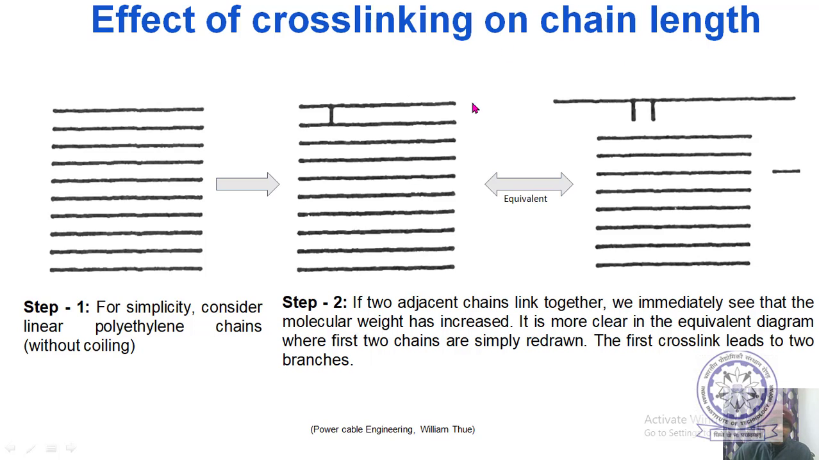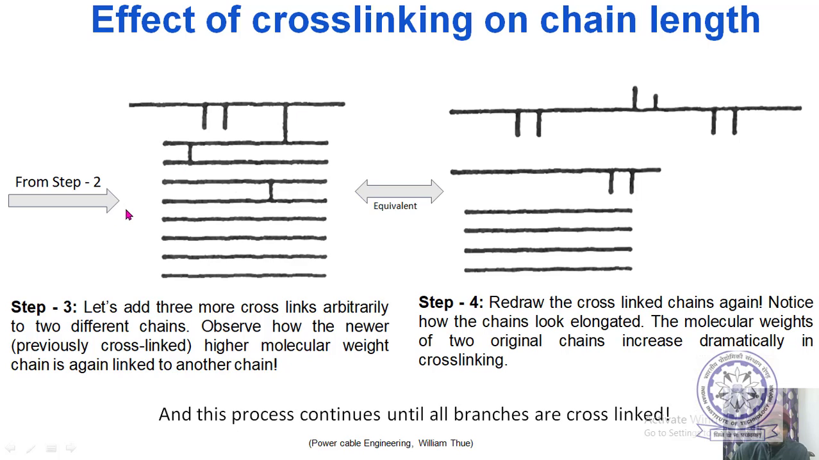Effect of cross-linking on chain length, etc. For simplicity, consider linear polyethylene chains without coiling, and if two adjacent chains link together, we immediately see that the molecular weight has increased. It is more clear in the equivalent diagram here. Where the first two chains are simply redrawn, the first cross-link leads to two branches like this. So, this is how the effect of cross-linking on chain length.